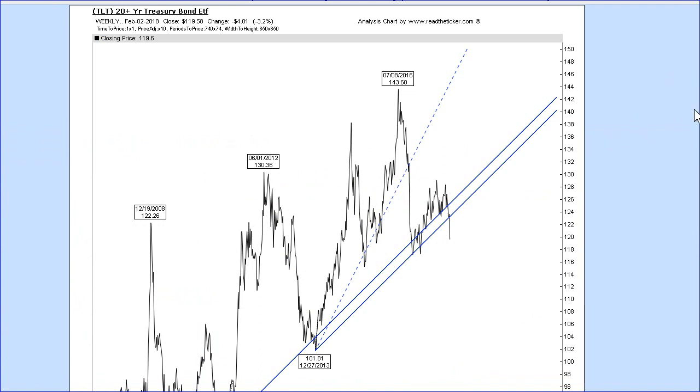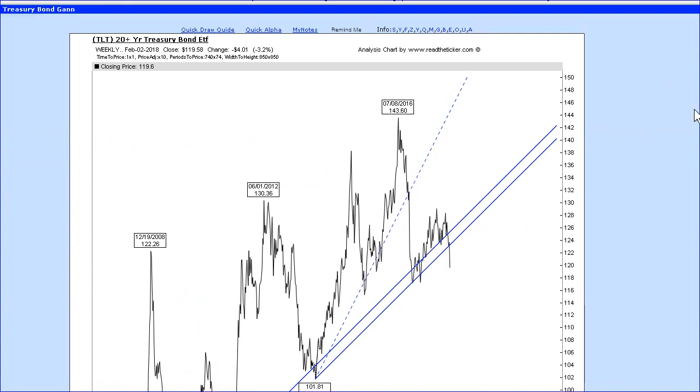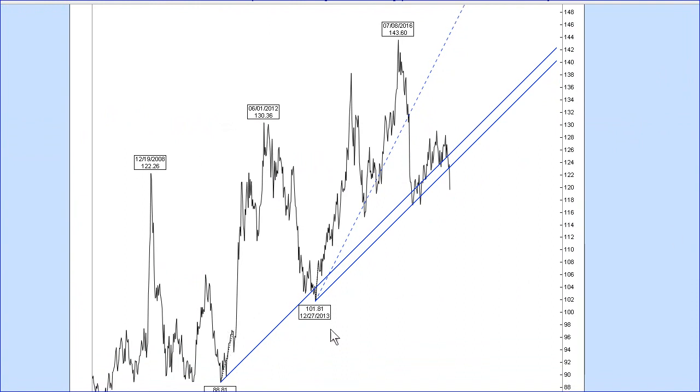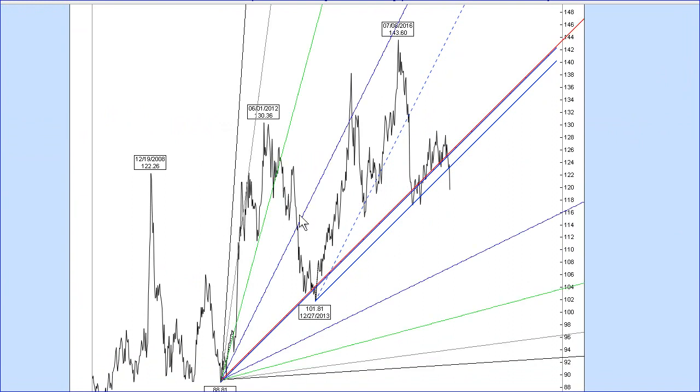But for example, here's TLT, the treasury bond, and we have an underlying 1-to-1 Gann angle going up there. We have a time versus price, 2 units of price to 1 unit at a time going up here. And I can draw on, just on the screen, Gann angles. You can see how it works.